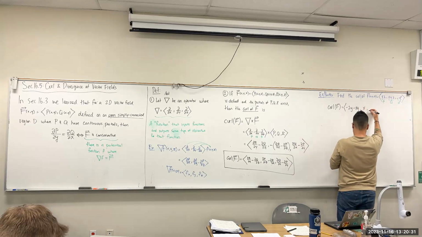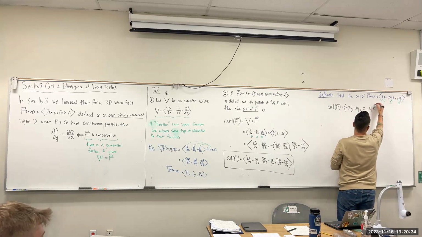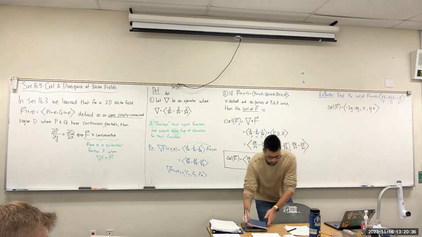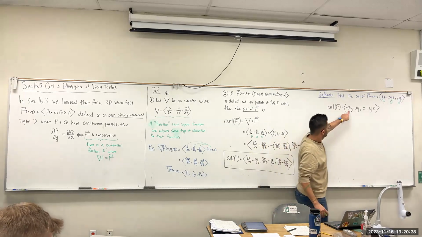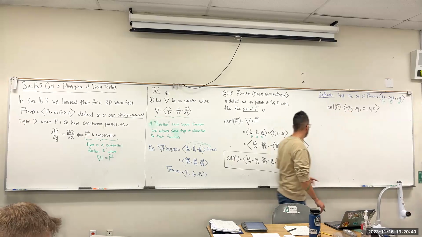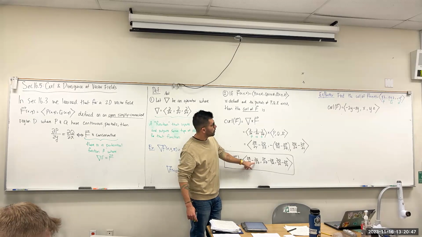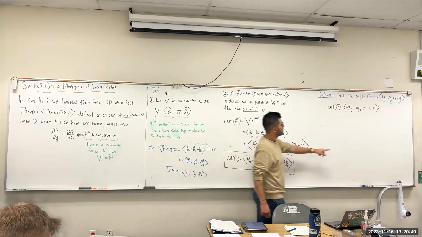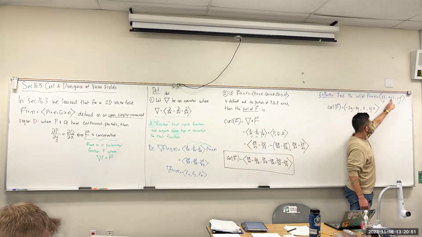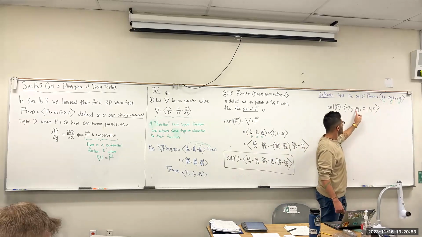All right. Hopefully you got something like this, guys. This one here, first one, you take the partial of R with respect to Y. That's going to be minus 2Y. Minus the partial of Q with respect to Z. So X and Y are constants, so it's just going to be the constant.